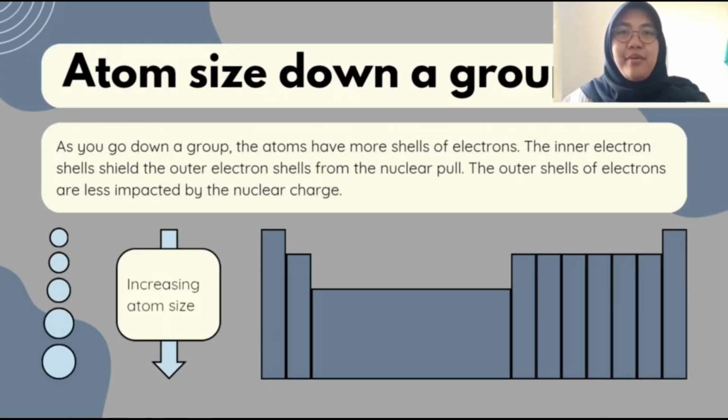Now, let's look at what happens to atomic size as you go down a group. As you move down, atomic size increases. Why? Because atoms gain more electron shells as you go down the group. These extra shells shield the outer electrons from the pull of the nucleus.